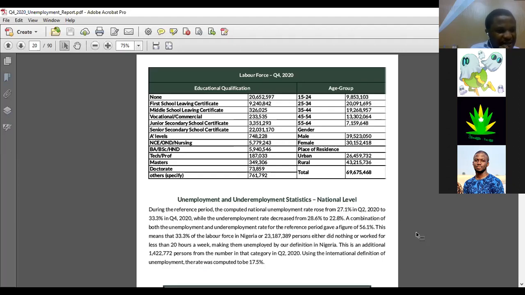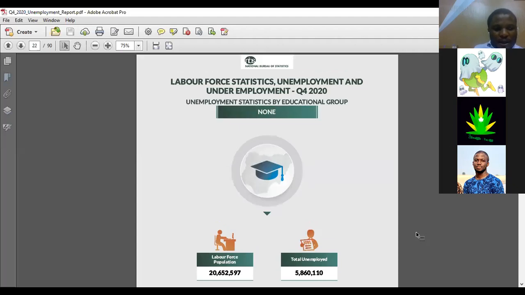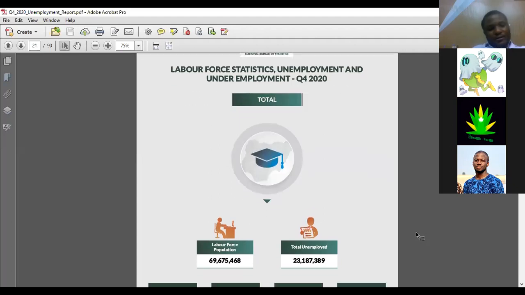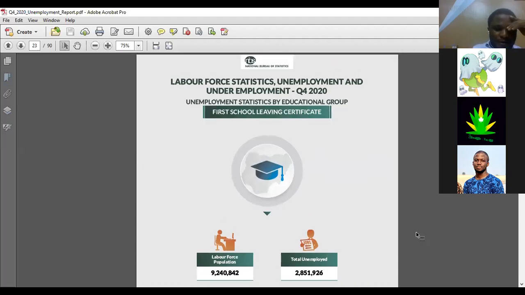Then you can also see the educational qualification of the labor force, okay? And you can see that we have many people that are in the first school leaving certificate, as well as the vocational, or those involved in vocational or commercial activities. So as at fourth quarter, we have 69 million people in the labor force. Out of that 69, 23 million are unemployed. You know the definition of unemployment, all right?